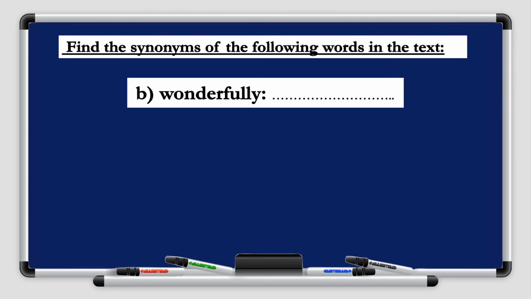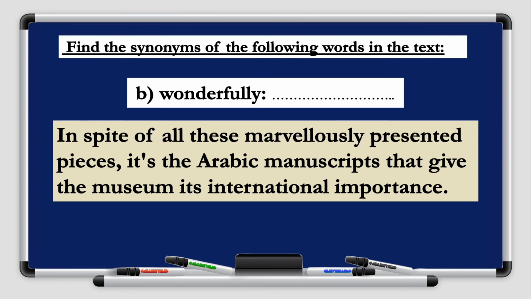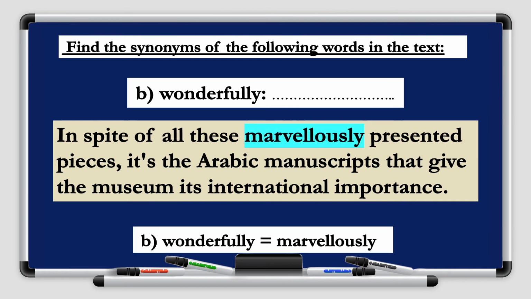Wonderfully, B. As you can see in the sentence in front of you, in spite of all these marvelously presented pieces, it is the Arabic manuscripts that give the museum its international importance. Wonderfully is a synonym for the word which is presented in the text in front of you, marvelously.